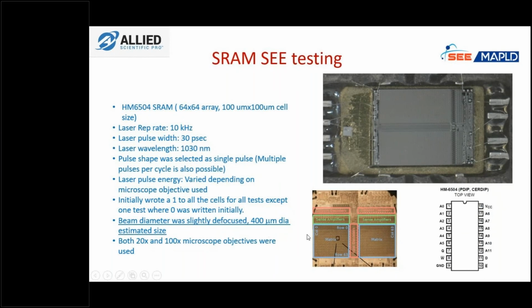The diameter, as I said, was 400 microns, so it was bigger than the size of one cell. So we moved the beam around to see how many cells would flip, just to get an idea of the sensitivity of different cells on the chip.